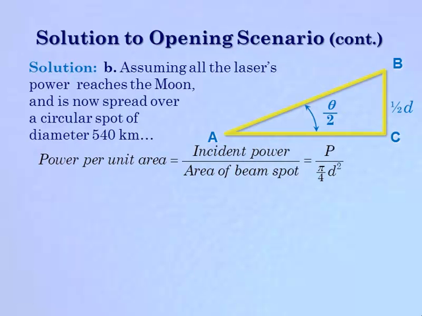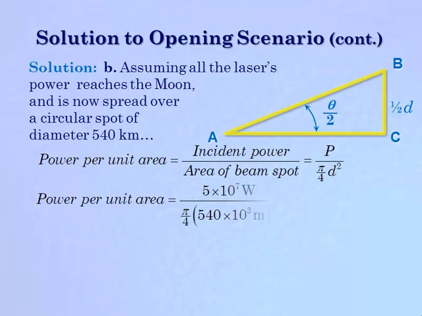Now assuming all of the laser's power reaches the moon and is now spread over a circular spot of diameter 540 kilometers, we can calculate what the power per unit area would be on the surface of the moon. So that'll be the incident power divided by the area of the spot, which will be pi over 4 times the diameter squared. So we substitute in our values of 5 times 10 to the 7 watts and pi over 4 times our diameter, which is 540 kilometers squared.